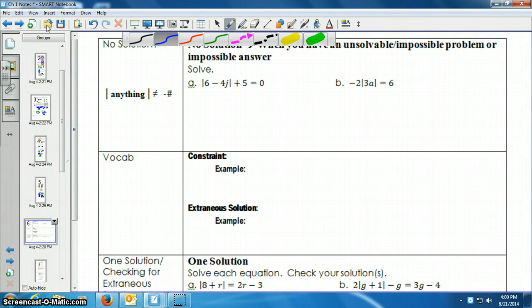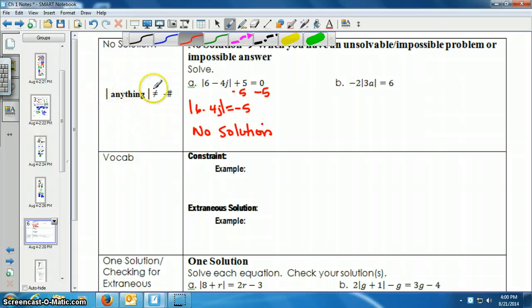Next, we're going to look at when there's no solution, how that happens. So same way we were solving before, get that absolute value alone. And we have 6 minus 4j, for the absolute value, equaling negative 5. Okay, can absolute value ever equal a negative? Remember that the absolute value of something is always a positive number because it's distance. So that's why this absolute value cannot be equal to a negative number. That's when there's no solution.